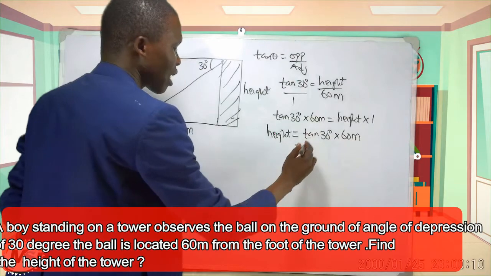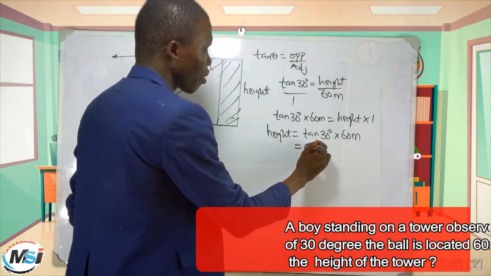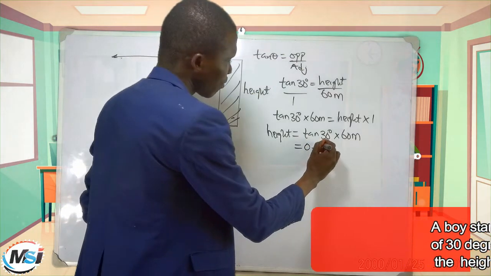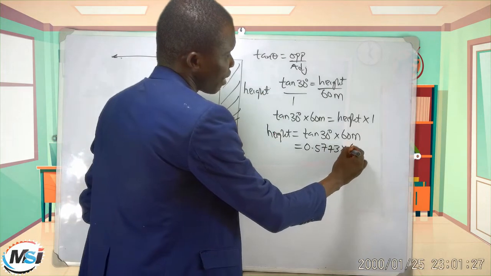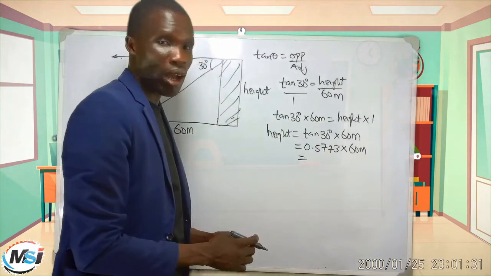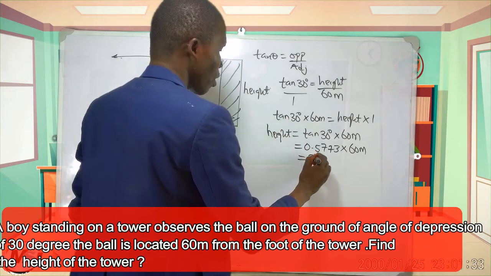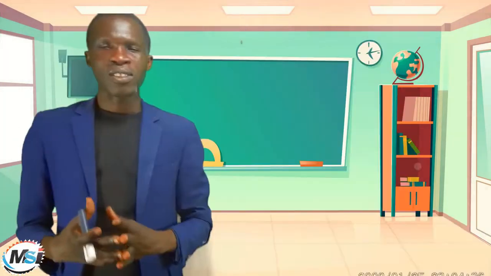So what is tan 30 degrees? Tan 30 degrees will give us 0.5773 multiplied by 60 meters. So if you multiply this, you are going to have 34.64 meters.